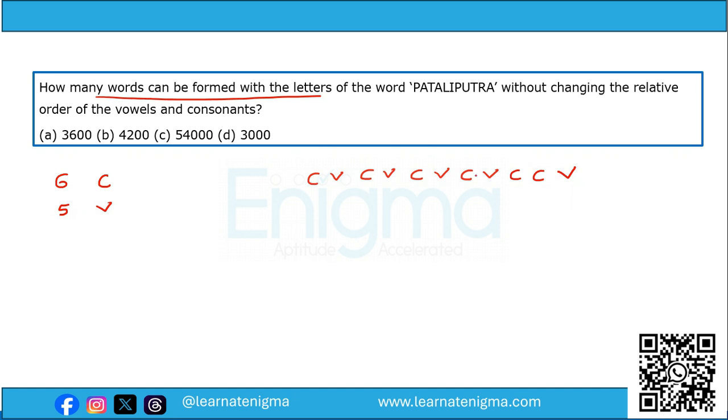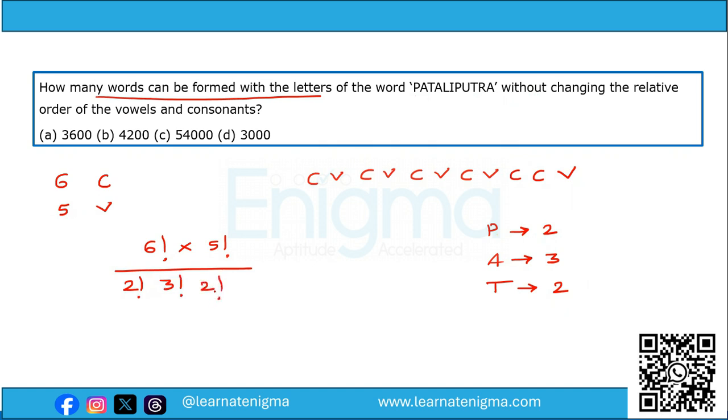same position. So therefore, they can be arranged in 6 factorial multiplied by 5 factorial ways. But if you see the word Pataliputra, you will observe that P is repeated 2 times, A is repeated 3 times, and T is again repeated 2 times. So whenever an alphabet is repeated, we have to divide by that much factorial. So therefore, it becomes 2 factorial, 3 factorial, and 2 factorial.